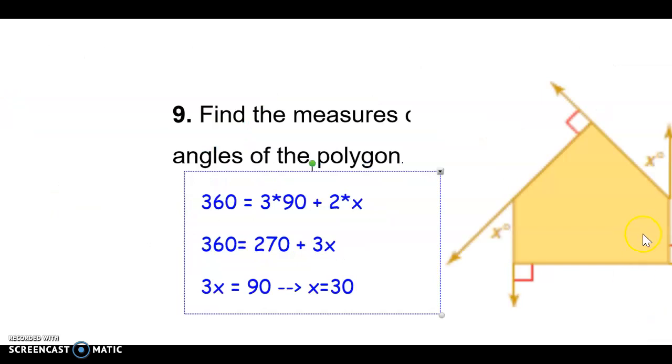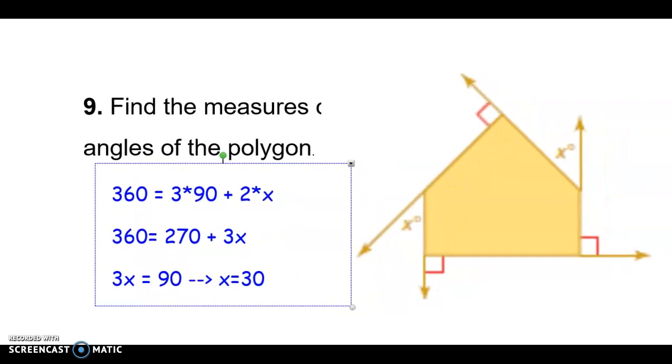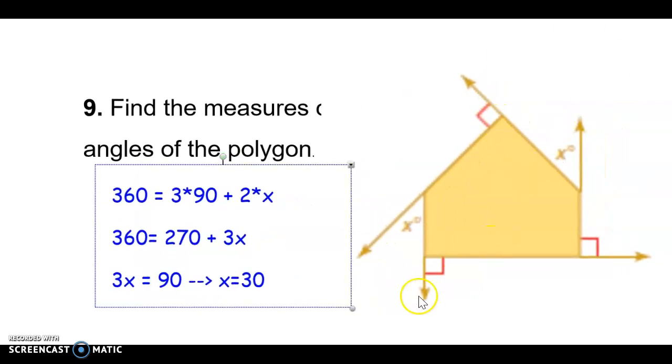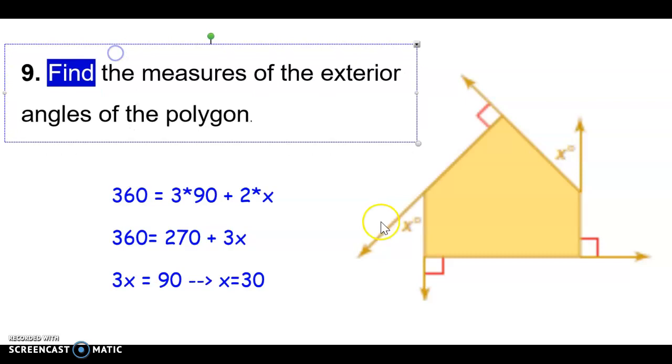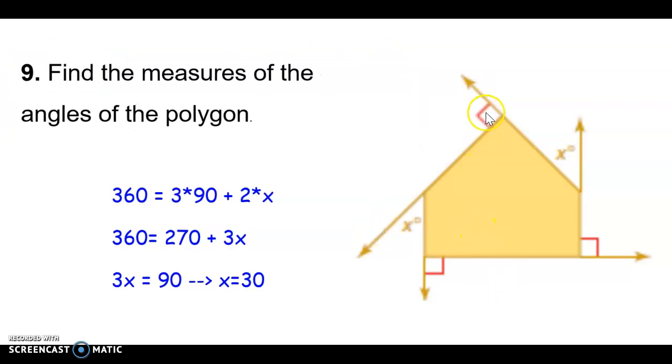Okay. So let me move this back really fast. I worked this one out because I wanted to show you again. It doesn't look like there's any numbers on this, but actually they are giving us a lot of information. The question says, find the measures of the exterior angles of the polygon. I can do that because this red square is a measure. It's telling me that's 90 degrees.